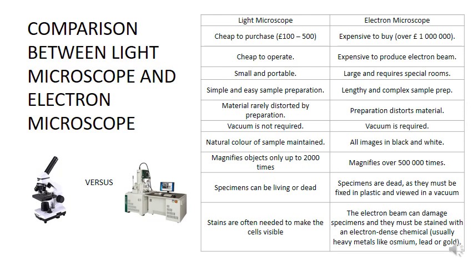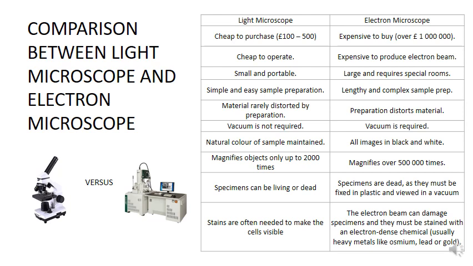Okay, so the next point is that the light microscope is a bit simple and easy for sample preparation. And for the electron microscope, it is a bit complex in sample preparation. And after that, for the light microscope the material is rarely distorted by preparation, and for the electron microscope, preparation distorts the material. Next, for the light microscope, vacuum is not required. However, for the electron microscope, vacuum is required. So in order to make sure that your sample can be used in the vacuum state, you need to make sure that your sample is totally dry. And when your sample is totally dry, the vacuum will be at a stable condition, and then you can start to analyze your sample.